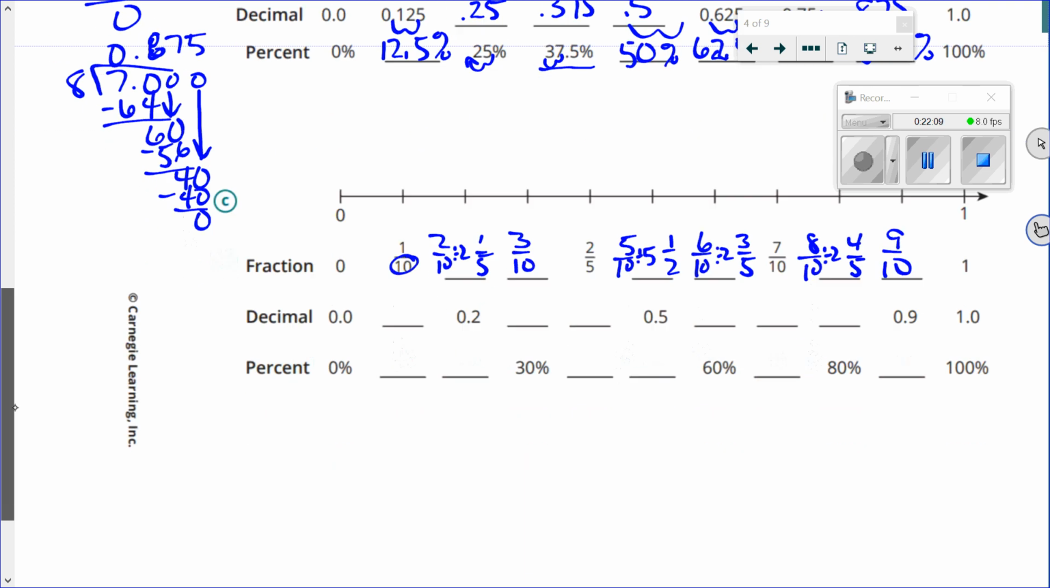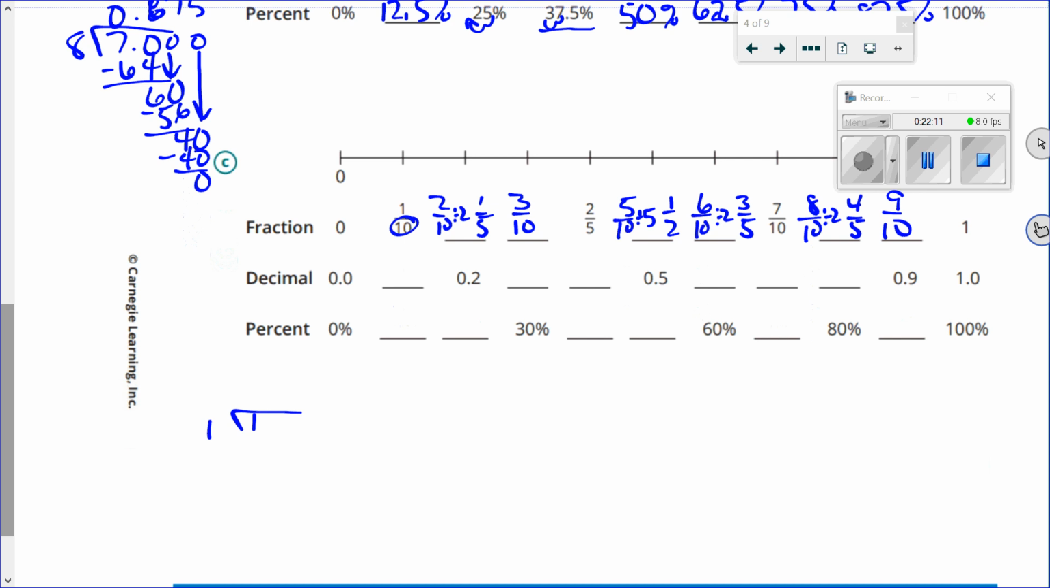1/10. 1 divided by 10. That's not going to happen. So 0 there, 1 there. So 0.1. Move it twice, gives me 10%. They gave me the 2, 20%. You guys seeing patterns? That's what should have been the easiest one in the world.